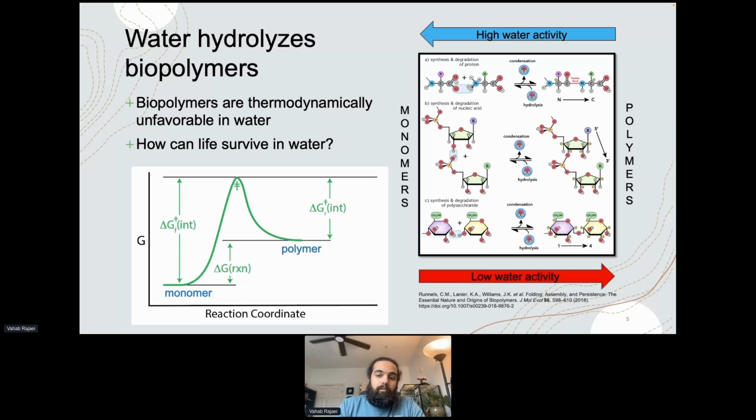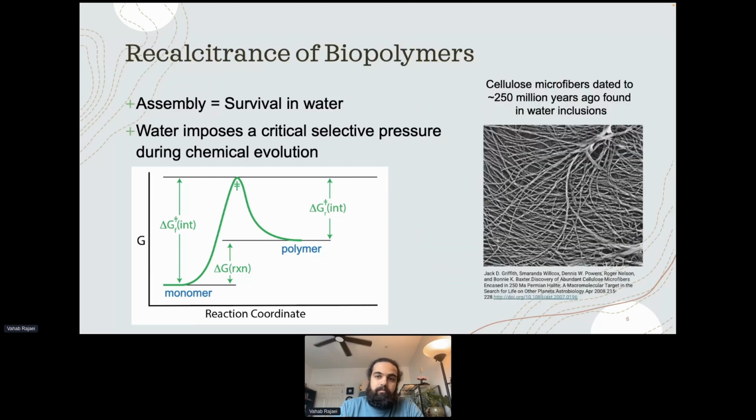And one interesting thing about all modern biopolymers is that they can assemble. So this assembly can confer an advantage to the polymer, allowing it to survive longer. We call this recalcitrance. So that's just the ability of a molecule to persist for a long time. This is an electron scanning image of cellulose in a water inclusion that was dated to 250 million years ago. So for 250 million years, this assembly of glucose or of sugars has been stable enough to maintain its assembly, which really speaks to how powerful assembly can be in protecting these polymers.